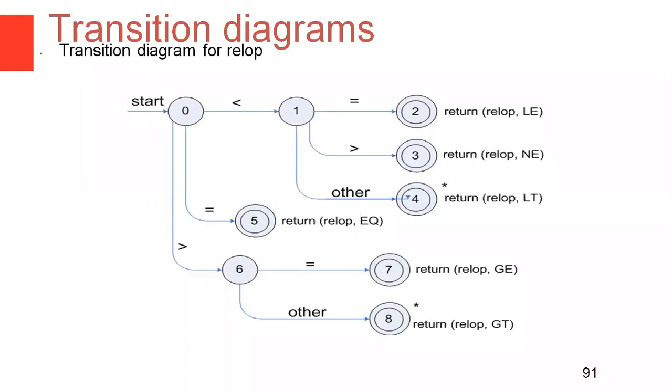And this is the transition diagram for the relop. So here we are having less than or equals to, and less than and greater than. Less than greater than means not equal, and less than or other means question mark. So only less than is there, other means question mark, so it is less than.